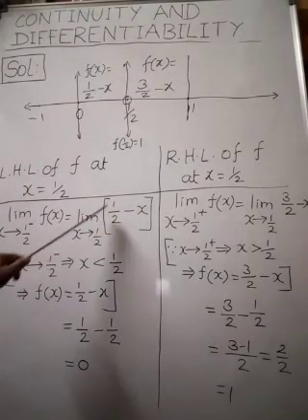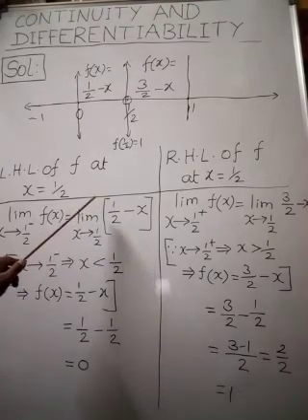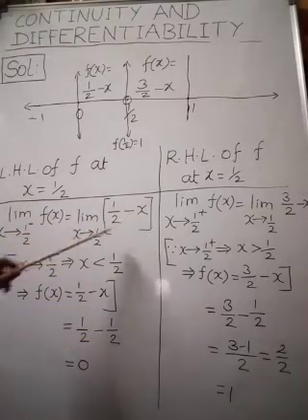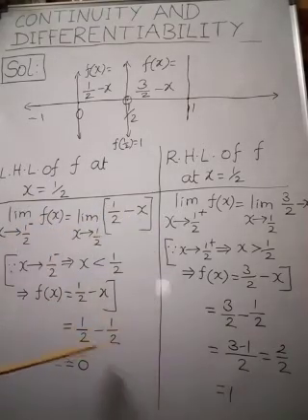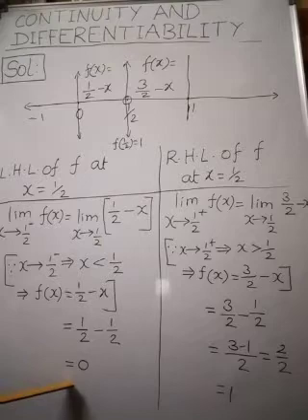Now we find the limit of this function by direct substitution method. So 1 by 2 minus x, x means 1 by 2. 1 by 2 minus 1 by 2. What will you get here? 0. So this is the left hand limit of this function f at x is equal to 1 by 2.